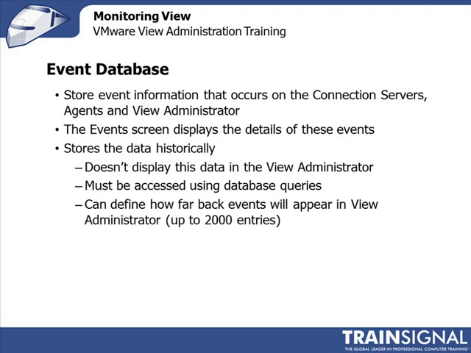You can also define how far back in time events will appear within the View Administrator. To do this, you define a certain number of days, which will show backwards. There is a limit of 2,000 entries, though, so don't set it too far back.